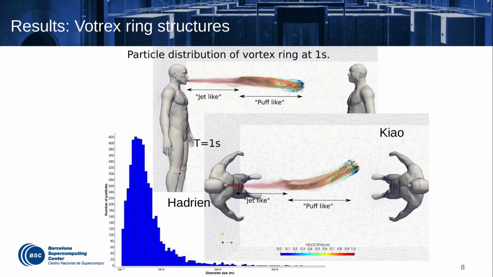Now we focus on the vortex ring structure, and we can observe that it is composed of 2 temporal periods, the jet-like and the puff-like, already observed experimentally in the literature. The first period, the jet-like, is dominated by a high velocity and an important fluid droplet mixture, while the second period, the puff-like, is dominated by low velocity and a high dilution. So we observe a random deviation, consistent also with the literature, possibly due to the asymmetric air stream produced by the exhalation of Kiao.